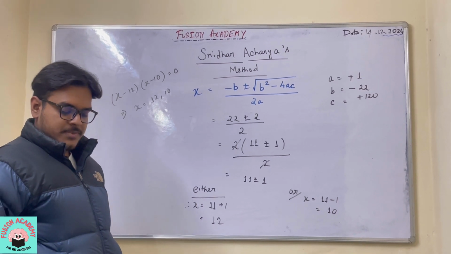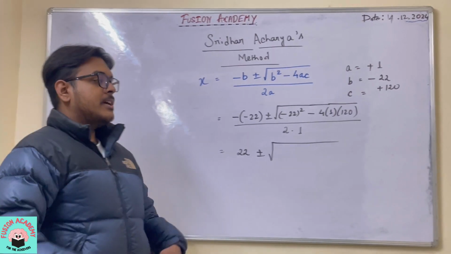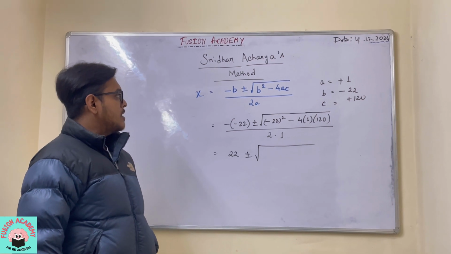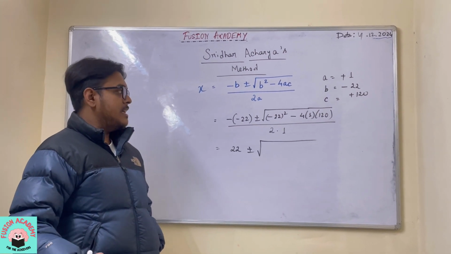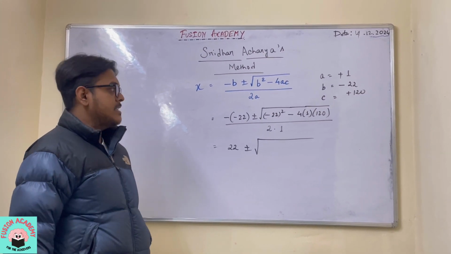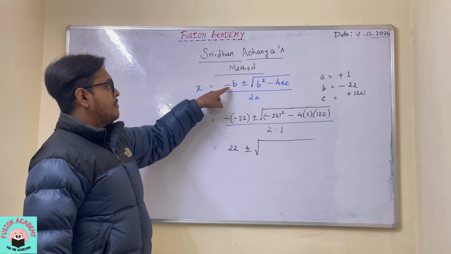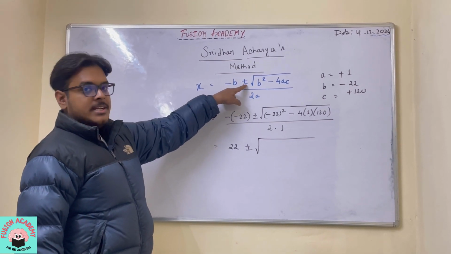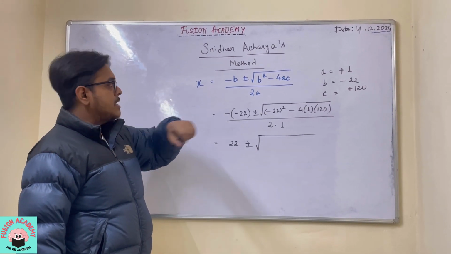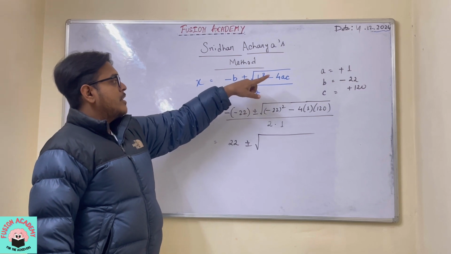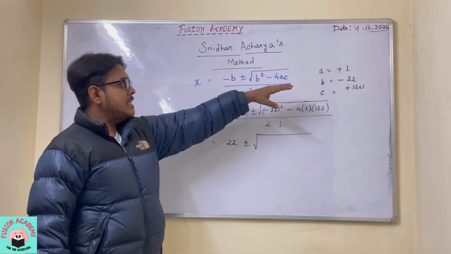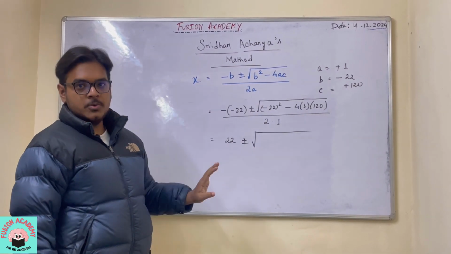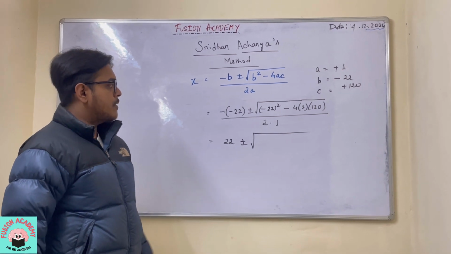Alright, so let's revise the formula once again. The formula to find out x from the values a, b and c for Sridhar Acharya's method is x equal to minus b plus minus, because we need two roots for this equation, square root under b square minus 4ac entirely, whole divided by 2a. So this is the formula that we require.